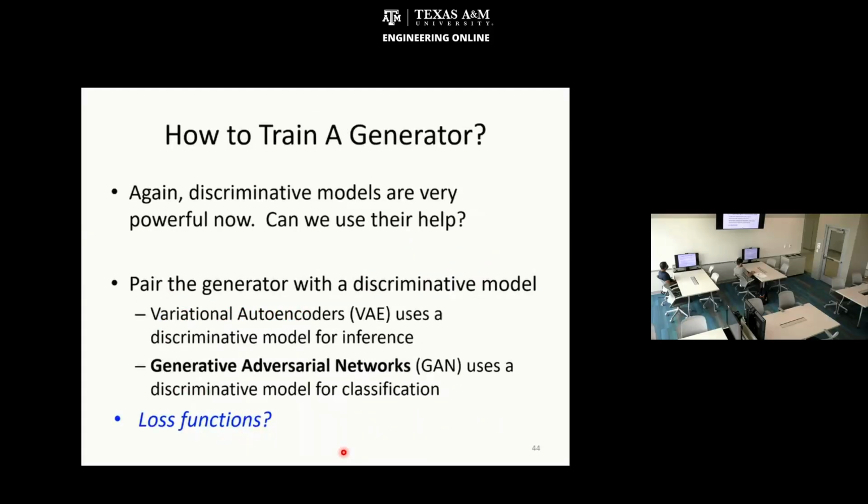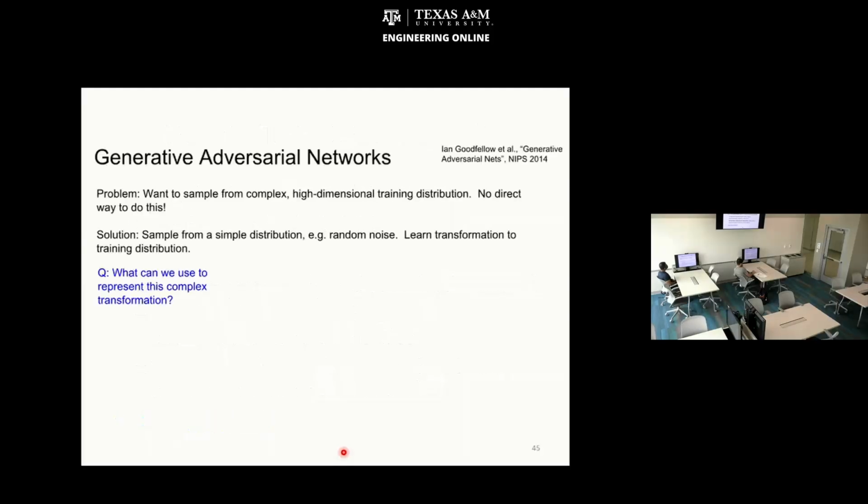So again, let's remind ourselves, as I said earlier, both VAE and GAN utilize a discriminator for training the generator, but the difference lies in how they utilize the discriminator. In the case of GAN, they use the discriminator for classification, which directly impacts the loss function. So let's talk about that.